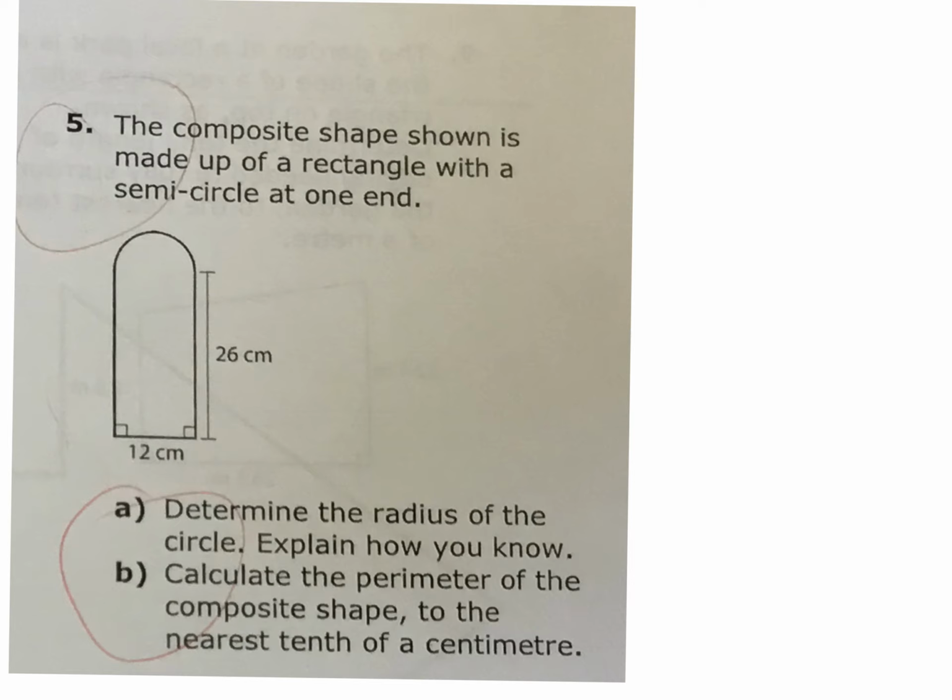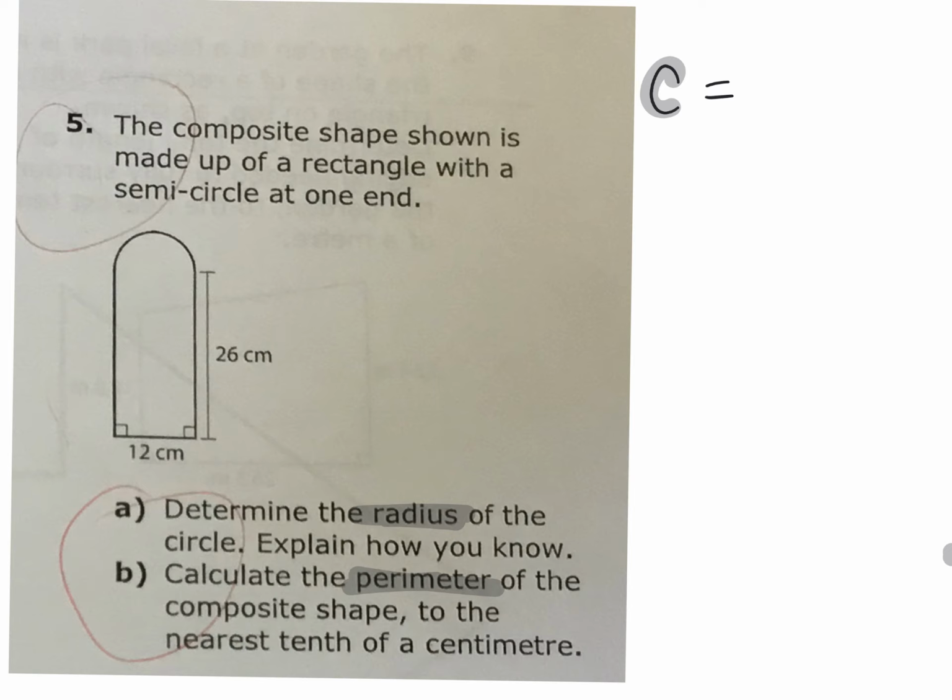Okay, so first we have to figure out what is a radius. Why do you think they're asking us to figure out the radius of the circle? How would that help us to find the perimeter? What is the formula for circumference of a circle? What is the formula you learned yesterday?